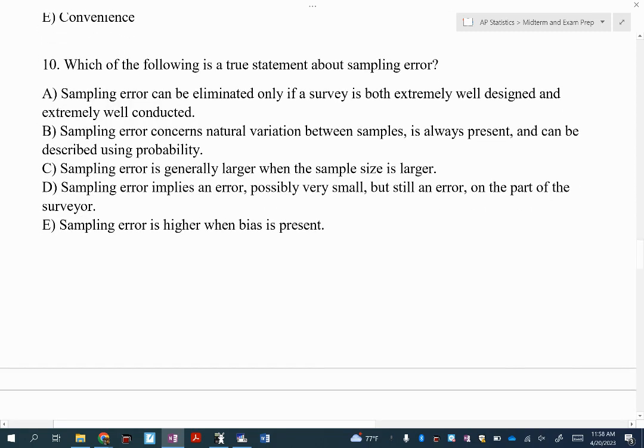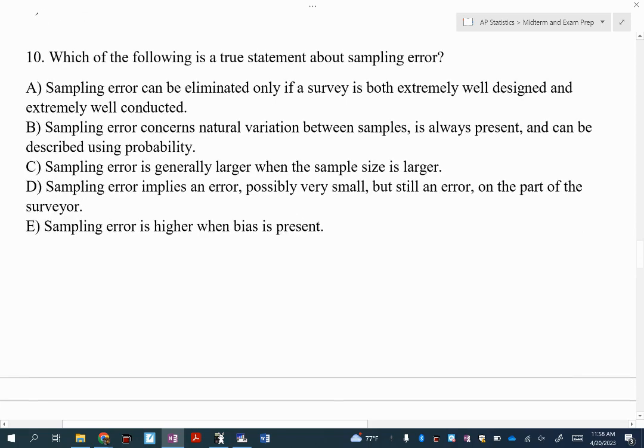All right, which of the following is true about sampling error? I try my best during the school year to help you guys with this. All right, what is another word that I've used for sampling error? Do you guys remember the other way I've said sampling? Starts with a V. Variance.